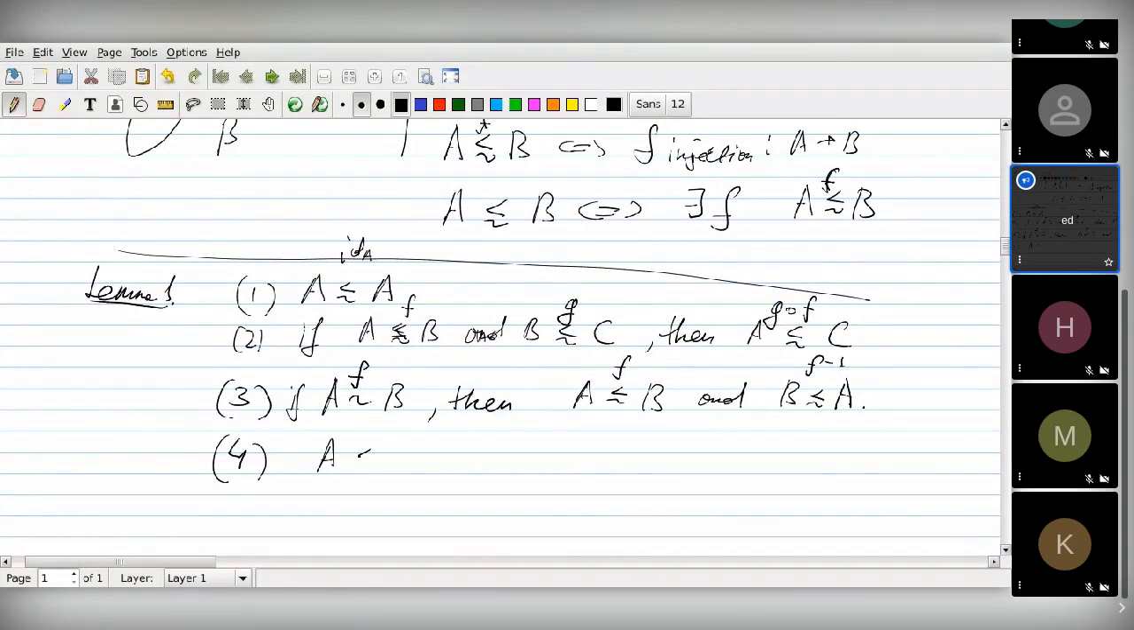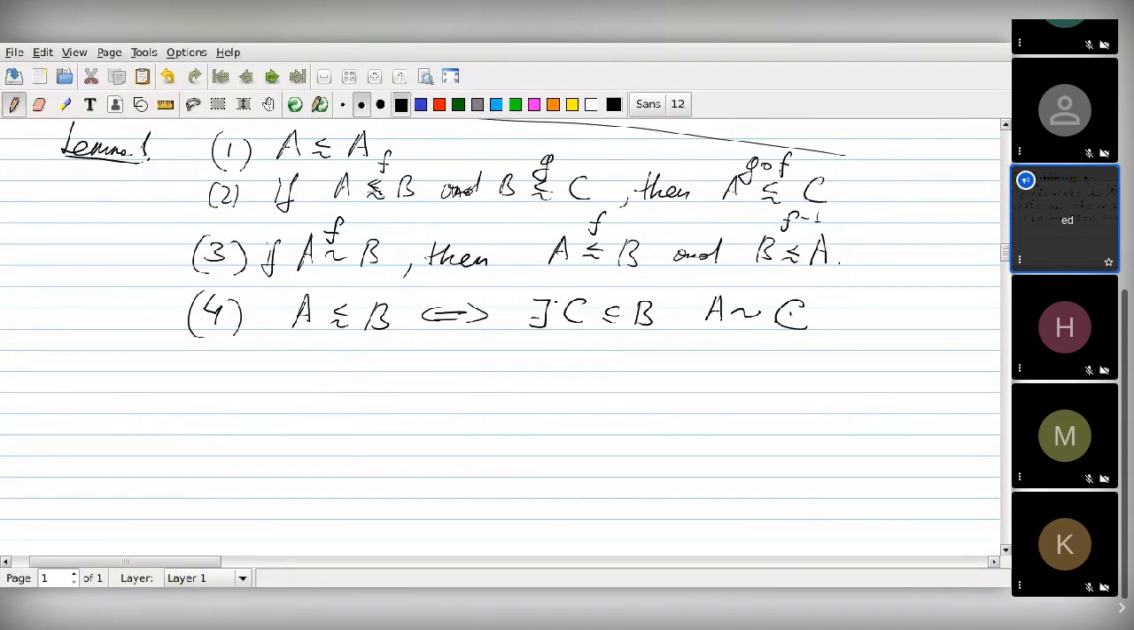And the last one, if A is embeddable into B, there exists some C, which is a subset of B, and it is equivalent to A. C is equivalent to A. And vice versa. If there is such a subset, then, of course, A is embeddable into B. Okay. Why is it so? Let's check it.